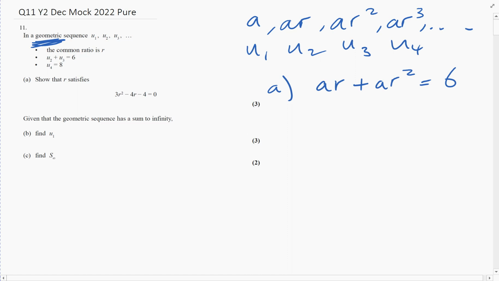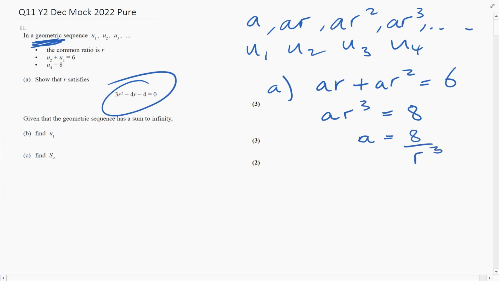So what else do we know? We know term 4 equals 8. So that means AR cubed equals 8. And we just want to get rid of A, don't we? Because look, this has got no A's in it. So if we rearrange the thing we just wrote down there, if we get A on its own, A is 8 over R cubed.